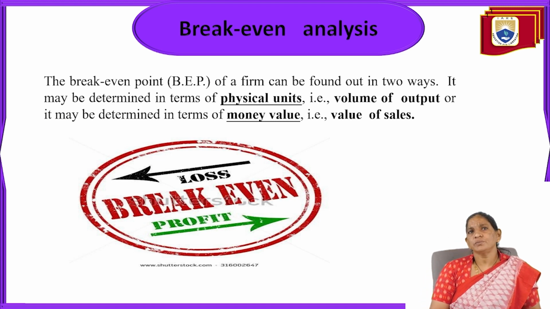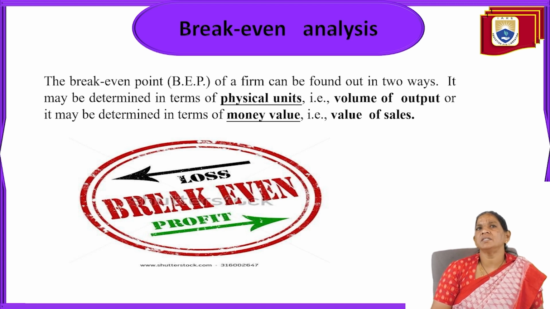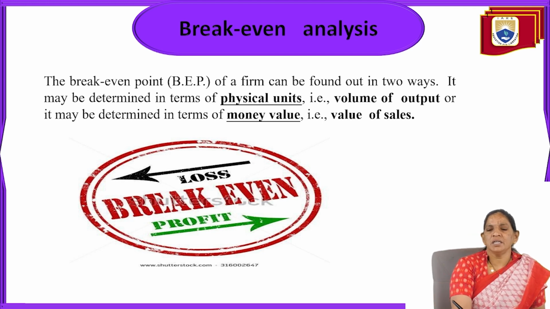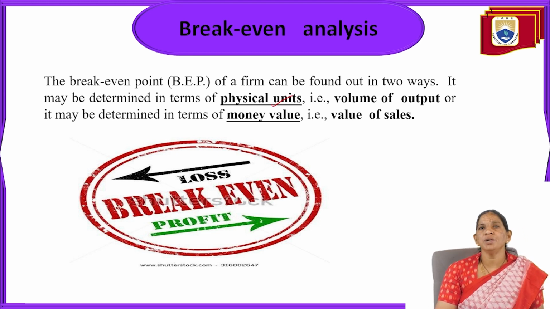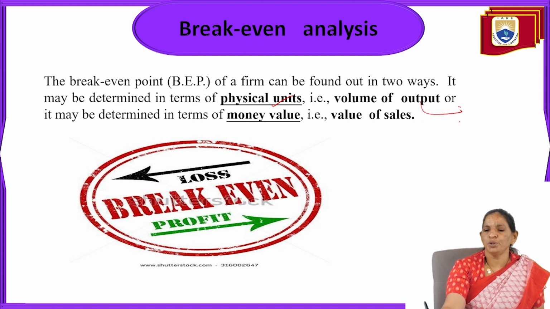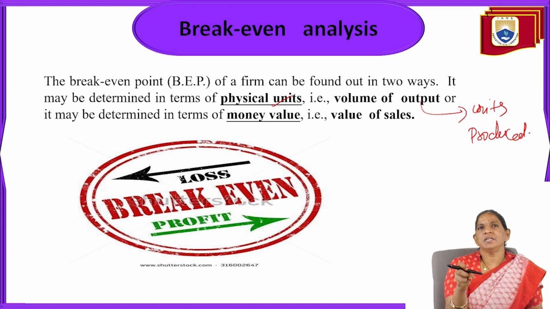Now we come to the break-even point, BEP. The firm can achieve this break-even in two types, or two dimensions. One is determining it in terms of physical units, meaning volume or output. How many units we produced, that is output, the units produced physically in the organization, and what utilization of the plant, materials and so on.